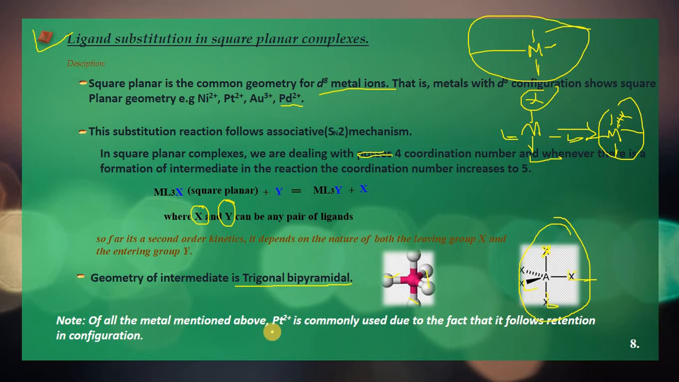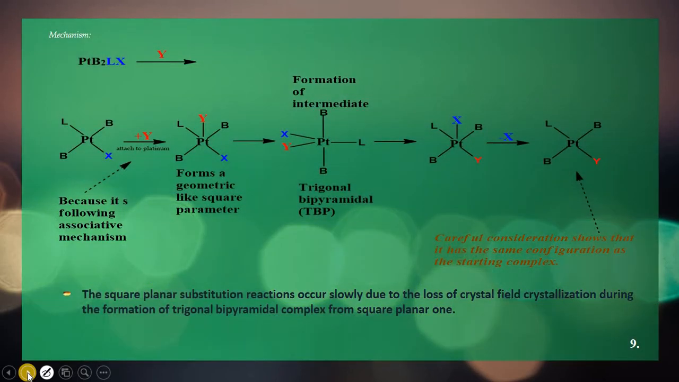So none of the metals mentioned above. These are the metals I mentioned that undergo these square planar complexes. But in our field, which is chemical analysis, we mostly use Pt2+. That is platinum, which is what we mostly use all the time. Now to the mechanism. I will try to explain the mechanism using platinum, because I said platinum is mostly used.